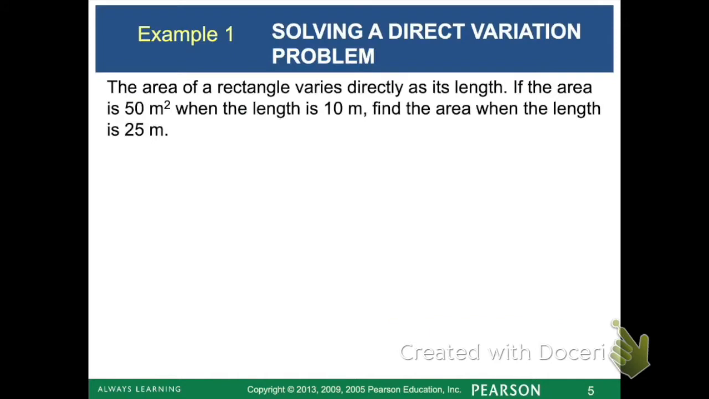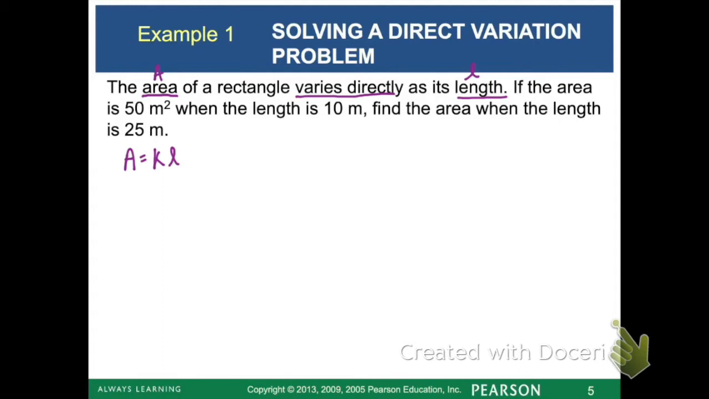Example 1, solving a direct variation problem. The area of a rectangle varies directly as its length. That sentence right there is going to give us our equation. So we have A equals K times L. It's direct variation. It says varies directly, so that's why I'm using that form of Y equals KX, except I'm going to use A and L.